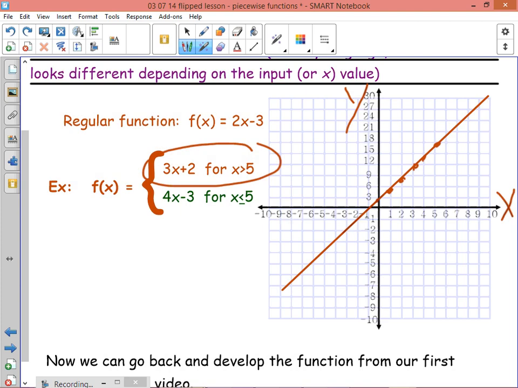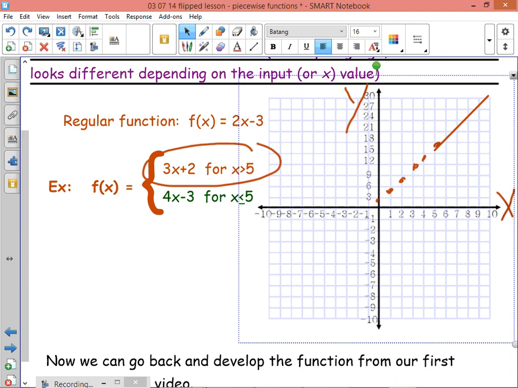Okay? So what I'm going to do, I'm going to draw myself an imaginary line at x equals 5. And I'm going to say this function I've just graphed only works on that side. So I'm going to erase all of this down here because that's the wrong equation to use when x is less than 5. In effect, I'm going to shorten my line so that it starts at x equals 5, or x is greater than 5, really.